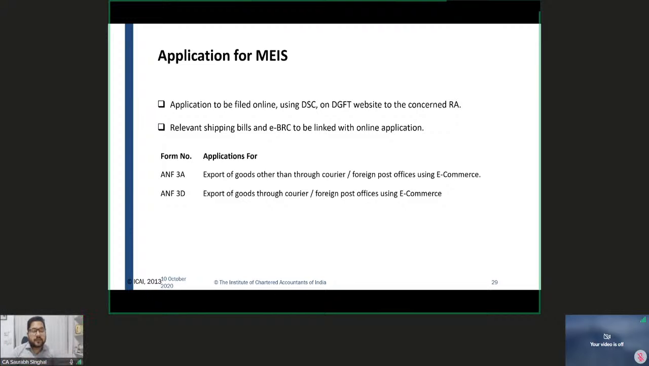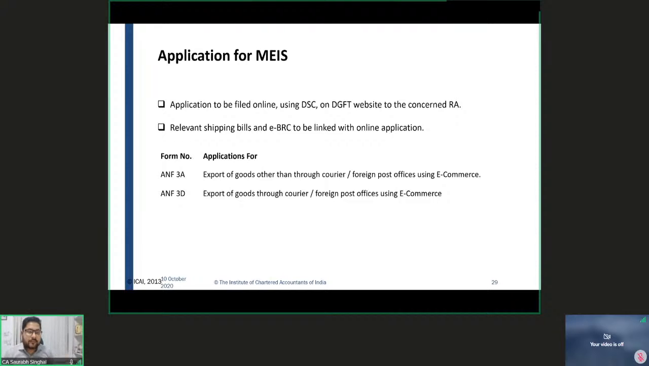there are various types of shipping bills. One is free shipping bill, one is duty drawback shipping bill, one is duty drawback plus MEIS shipping bill. So you have to choose a shipping bill which has a MEIS tick on it or which has a checkbox for MEIS. You fill that shipping bill and you tick the checkbox that you are claiming MEIS. And you mention the description and the HSN and the rate applicable of MEIS.